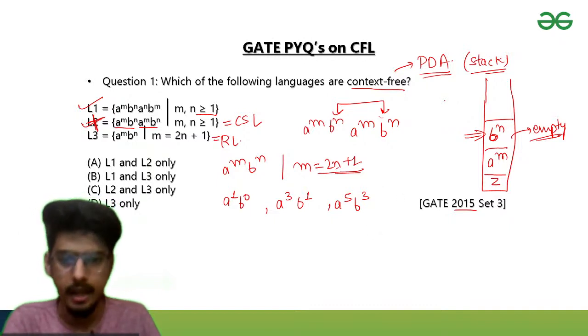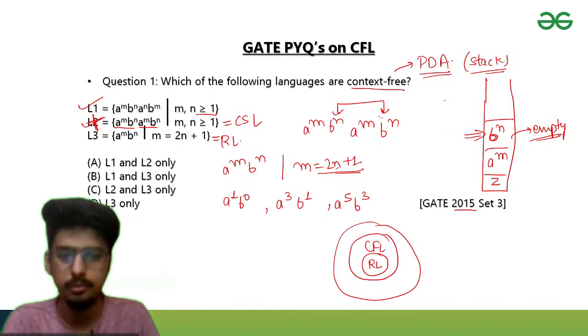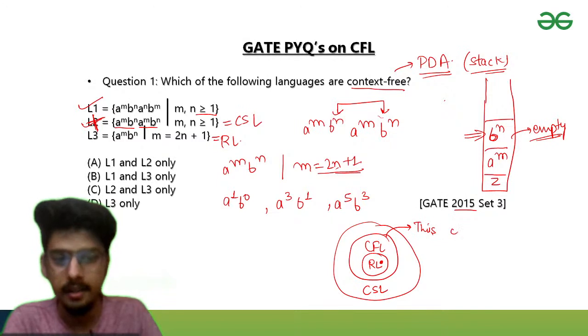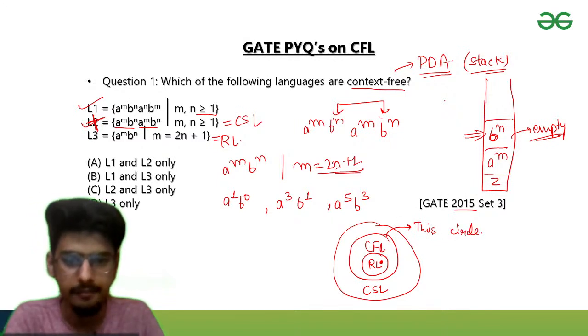Why? Because I hope you remember this diagram, the Chomsky hierarchy. The innermost languages are regular languages. Then after that you have context free languages, and in the outermost circle you have context sensitive languages, right? So whatever is present inside the innermost circle is also present inside the circle of CFL. I have not written CFL properly, but I hope it is fine.